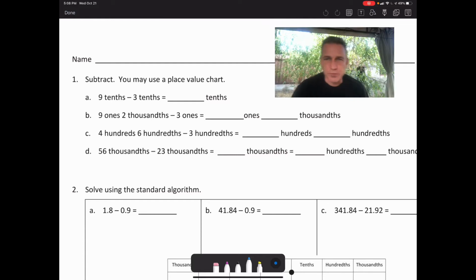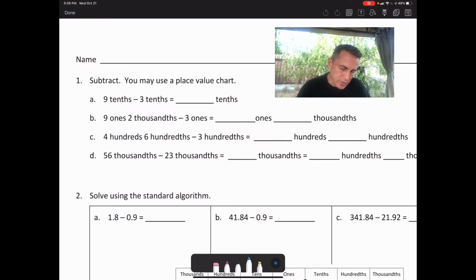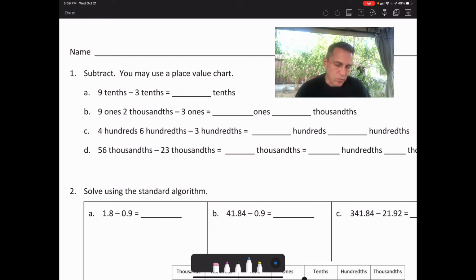All right, we're just going to do a few sections in lesson 10 on subtracting decimals. So in the first section, let's take a look at A. Now, they want to subtract in unit form. So if you see, it says 9/10 minus 3/10, and we can pretty much do that in our head. So 9/10 minus 3/10 would be 6/10.